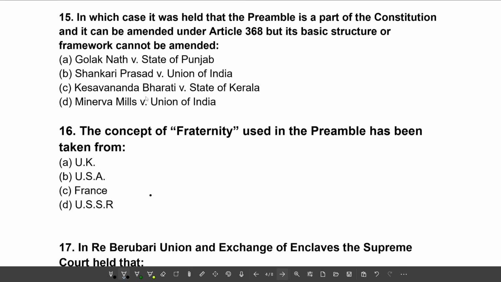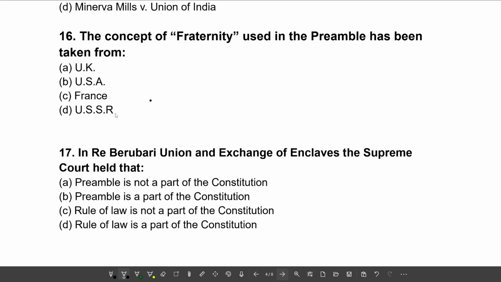In which case it was held that the preamble is a part of the Constitution and it can be amended under Article 368, but its basic structure or framework cannot be amended? Option A, Golaknath versus State of Punjab. Option B, Sajjan Singh versus Union of India. Option C, Kesavananda Bharati versus State of Kerala. Option D, Minerva Mills versus Union of India. So the correct option will be option C, Kesavananda Bharati versus State of Kerala.